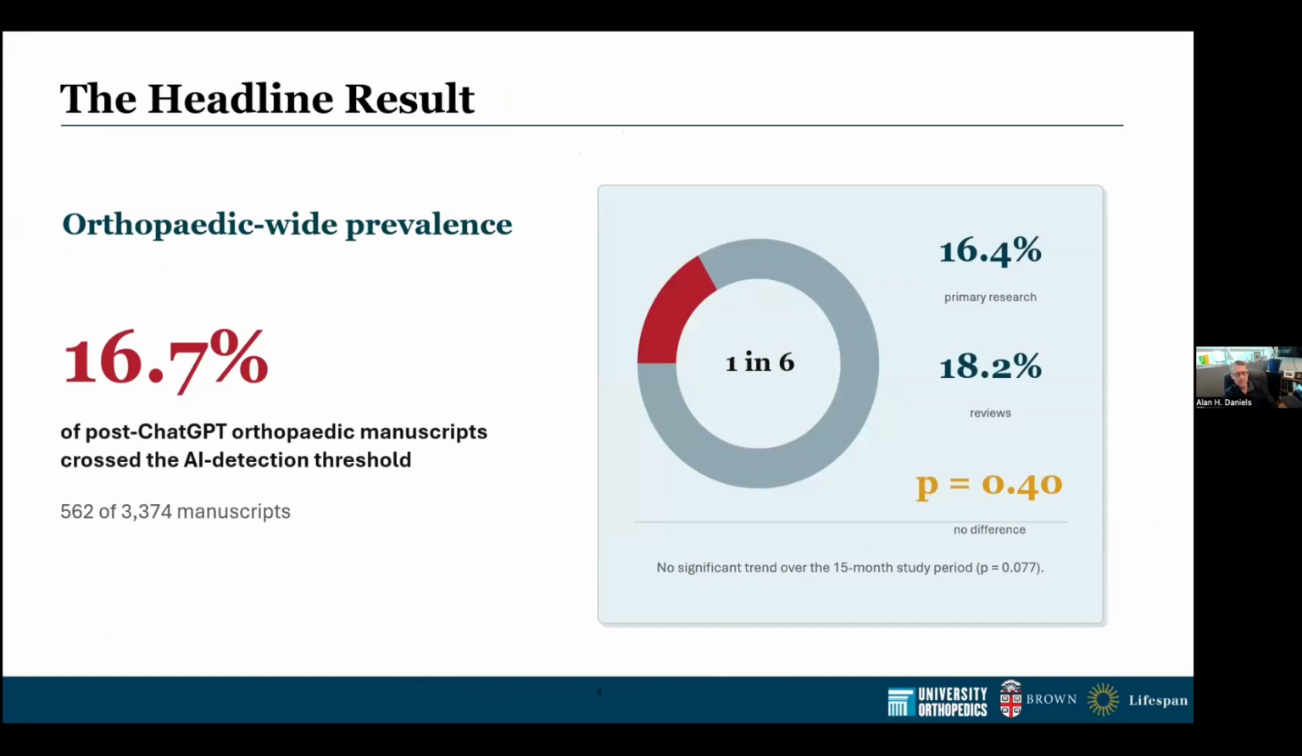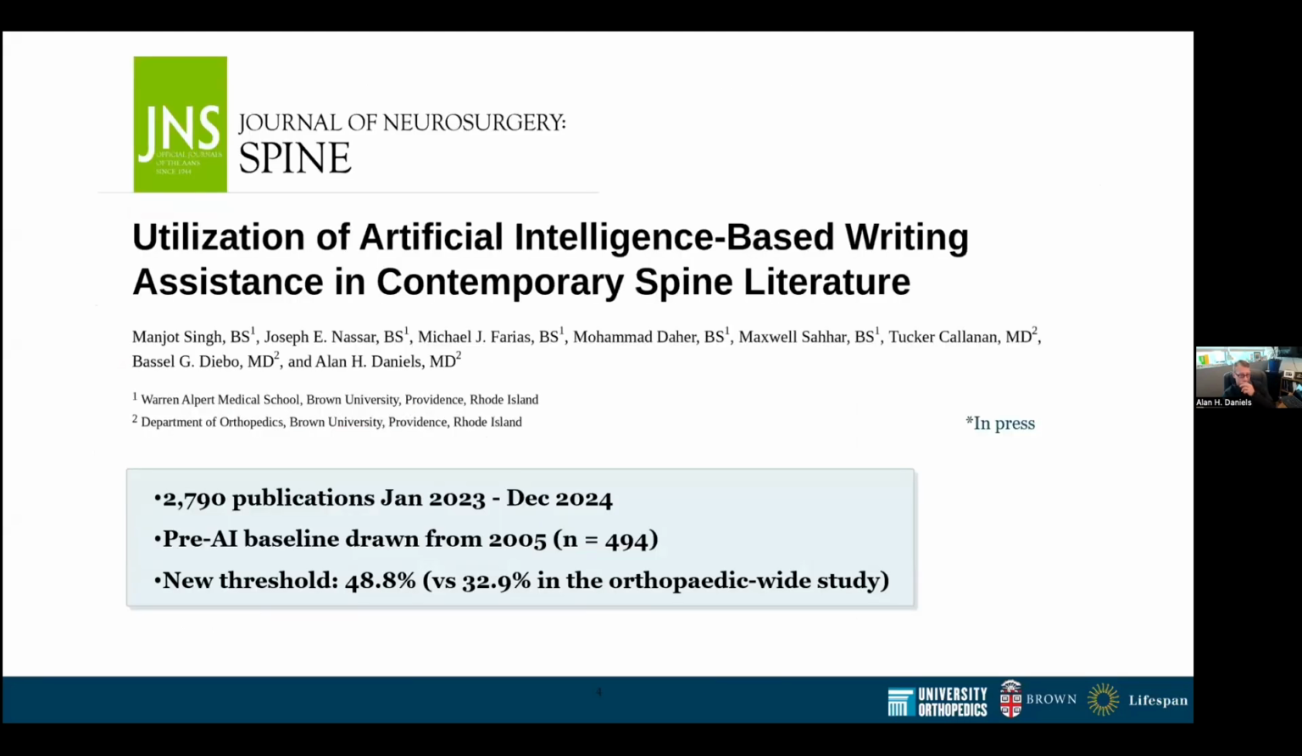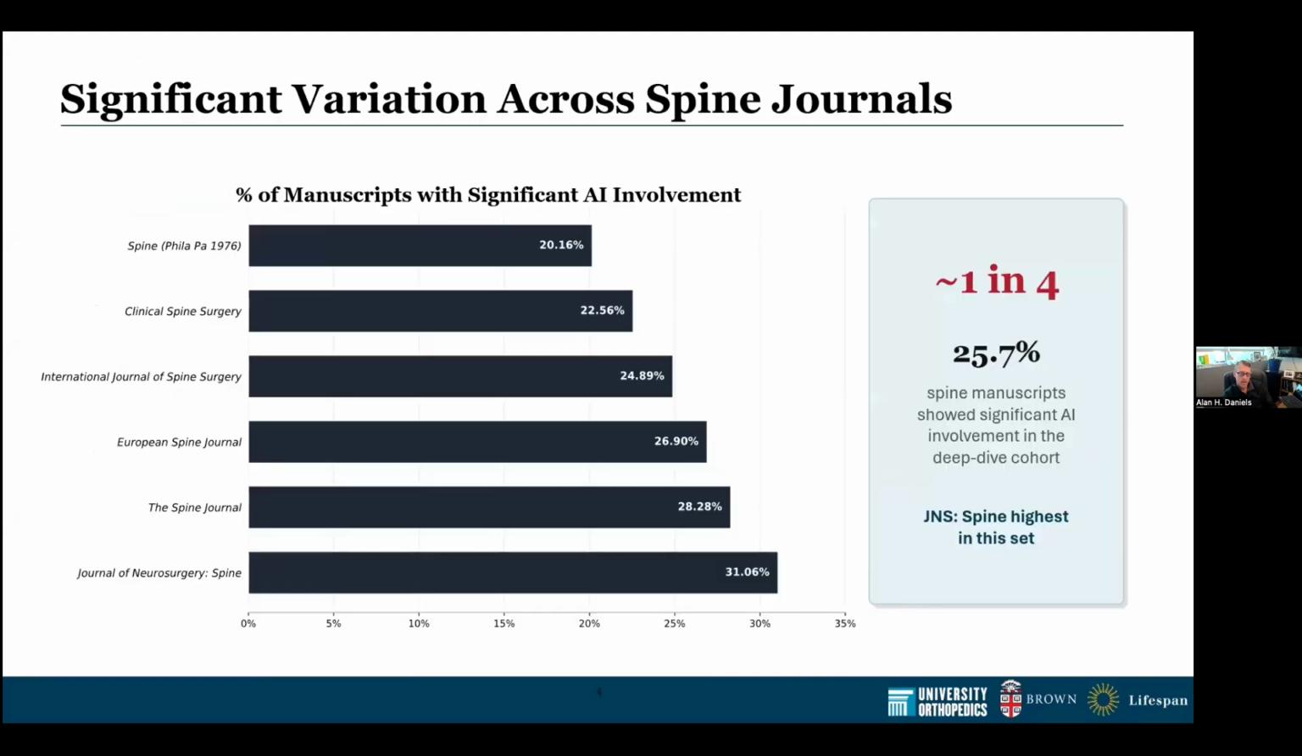We found that orthopedic-wide 16% had AI assistance in their writing overall, which is 1 in 6. These were in different journals, but you see in spine, for example, 14.2% had AI assistance, but in JBJS, 38% had some AI assistance in terms of writing. We followed this up in a paper that's coming out in print, I believe, this month, but was published online in the Journal of Neurosurgery Spine, and created some new thresholds where we basically looked just at spine papers and found yet again that JNS Spine had the highest rates. 31% of papers had people utilizing AI to help with writing.